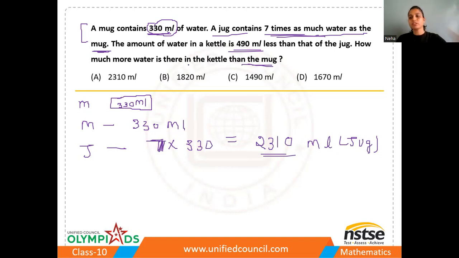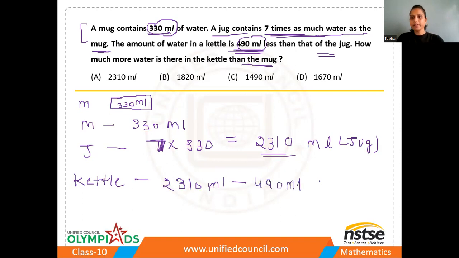Now jump to the third line. The amount of water in the kettle is 490 ml less than that of the jug. That means 2310 ml minus 490 ml, which is nothing but equal to 1820 ml. This much water we have in the kettle. The third line is also solved.